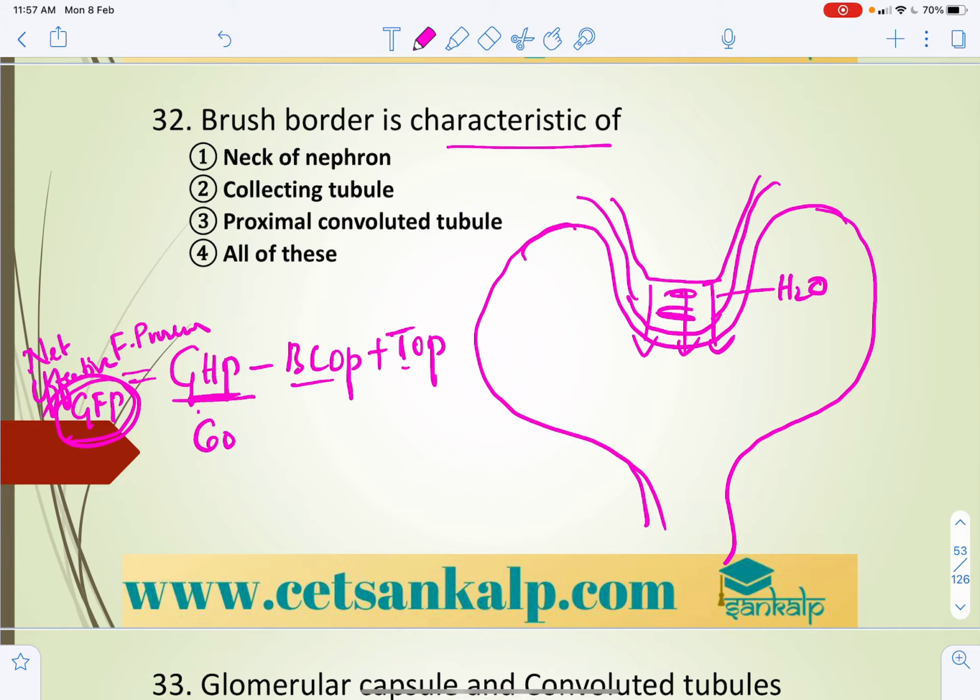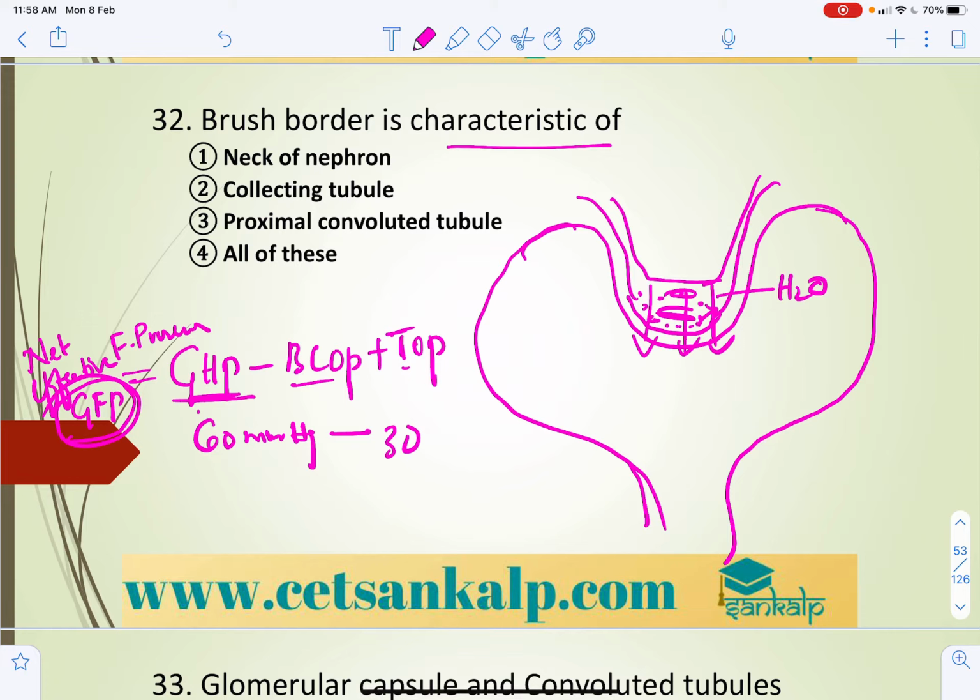That is 60 mmHg. And blood colloidal osmotic pressure, which will be there, the protein content, the larger proteins, they exert pressure against that water. So that is something around 30.